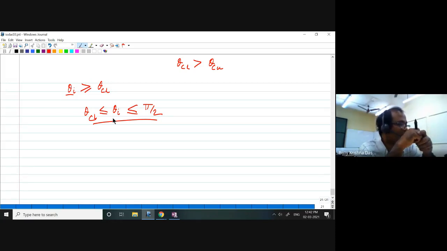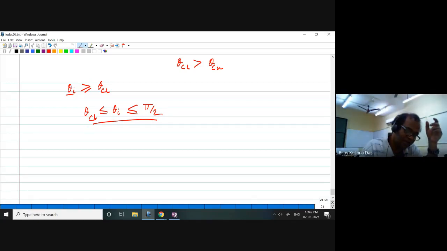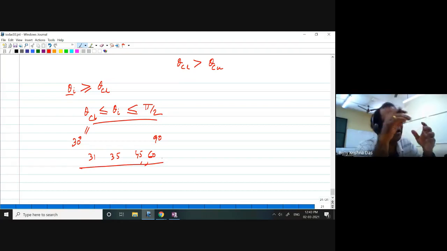You understand what would be my next question? Will all these angles support or help light to be guided by that system, or is there something else you have to consider? Suppose theta CL I get, say for example, 30 degrees, and this is actually 90 degrees. Pi by 2 means 90 degrees. So I consider 31, 35, 45, 60, any arbitrary angle.